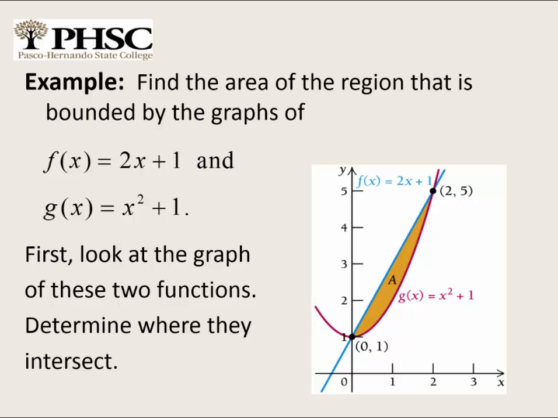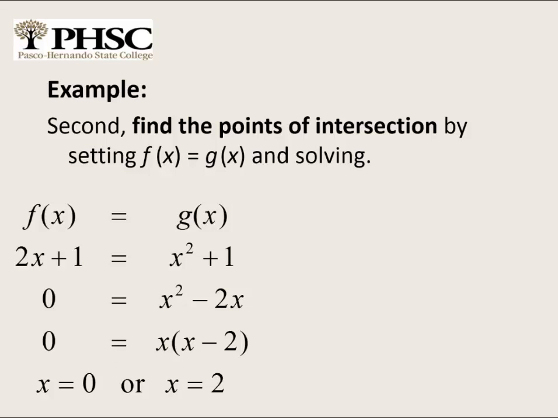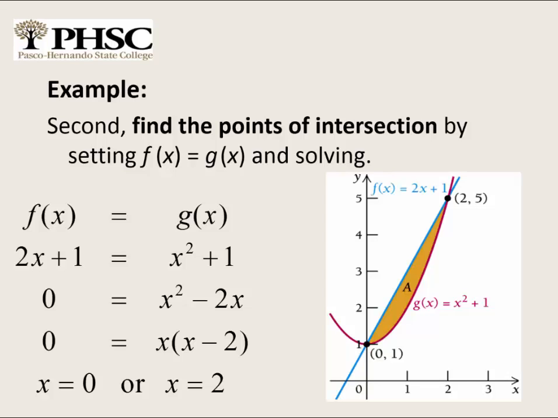Now, to do this algebraically, we can go ahead and actually set them equal to each other. So 2x plus 1 is equal to x squared plus 1. We solve for x and we get that x equals 0 or x equals 2, which is the same thing that we saw here in the image from the previous slide.